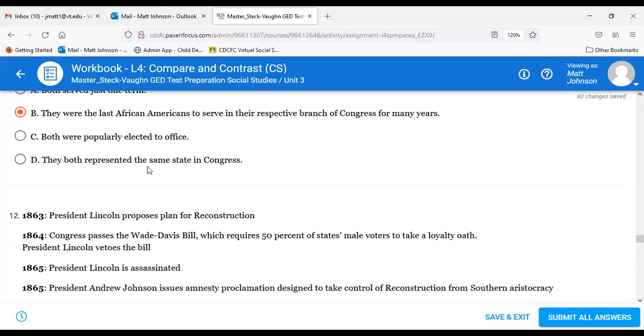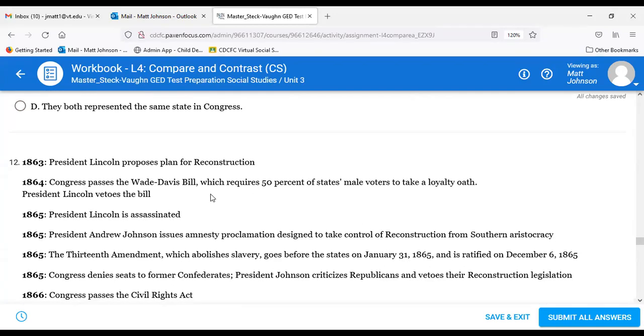And we have sort of a text-based timeline. Remember we talked about timelines some, and we usually have a graphic that goes across the screen, but this is sort of the same idea. I'll read through them real quick. Here, they're just little bullet points. So 1863, President Lincoln proposes plan for Reconstruction. Still during the Civil War, right? We still got about 2 years left, but now he's thinking about what we are going to do at the end. 1864, Congress passes the Wade-Davis Bill, which requires 50% of state's male voters to take a loyalty oath. President Lincoln vetoes the bill.